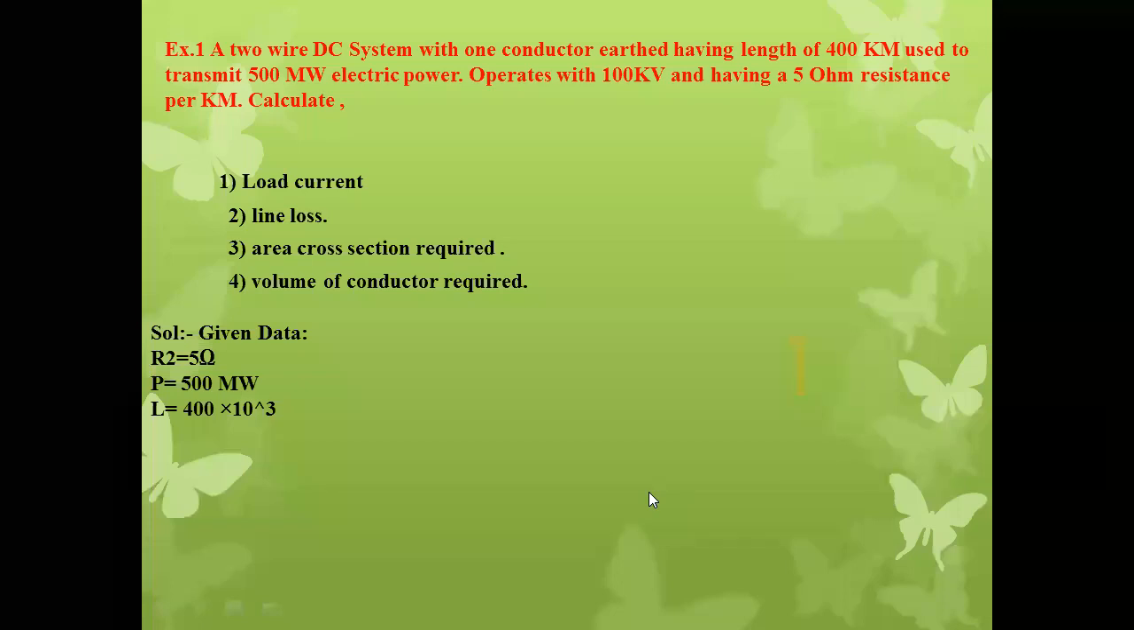2 P square rho L by A1 V square M. Line loss is equal to what? Formula for this one, tell me. 2P square rho L upon A1 V square M. Yes. So calculate this one. Or another formula for this one, the basic formula for the line loss is equal to 2 into I square R1. R1 is already given. I we have calculated. So from this one directly we can calculate.